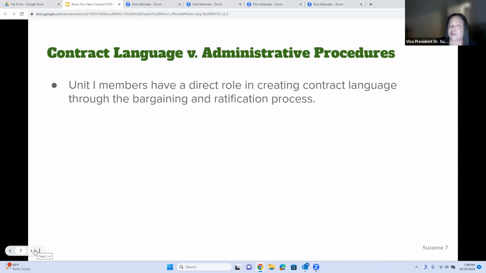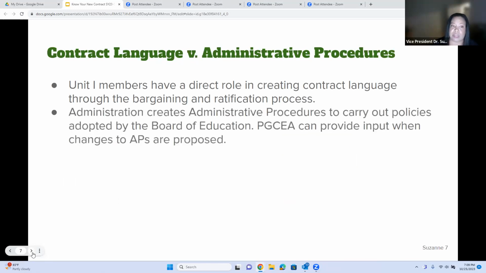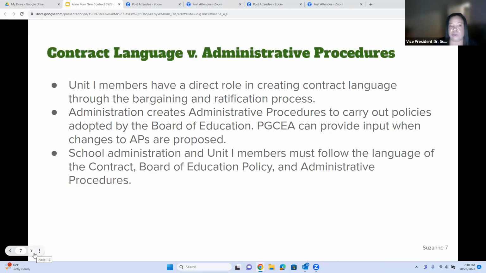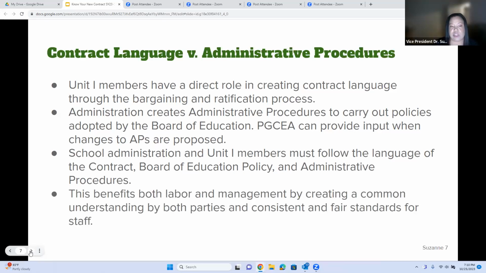Unit 1 members have a direct role in creating contract language through bargaining and the ratification process. But when it comes to administrative procedures, those are created by the administration to carry out policies that the Board of Education adopts. PGCEA can provide input and some changes to APs if we're invited to the committees to work on them. School Administration and Unit 1 members must follow the language of the contract, Board of Education policy, and administrative procedures. This benefits both labor and management by creating a common understanding by both parties and consistent and fair standards for staff.